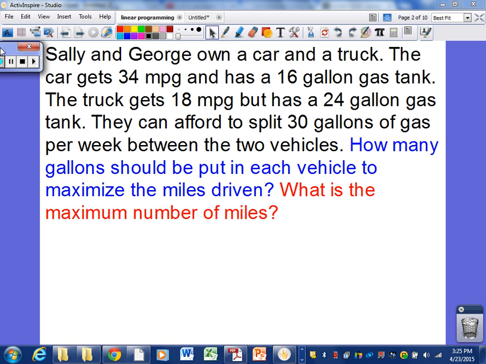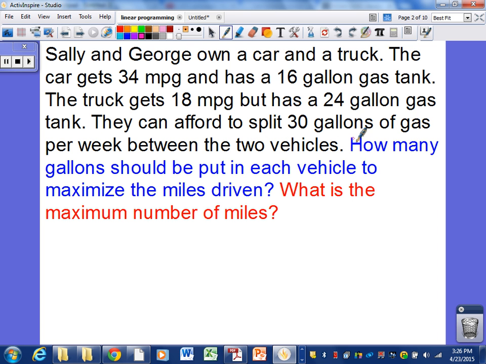Okay, Sally and George. Here we have a pretty basic problem. Sally and George, 2 people, have a car and a truck. The car gets 34 miles per gallon and has a 16-gallon gas tank. The truck gets 18 miles per gallon and has a 24-gallon gas tank. And they can afford to split 30 gallons of gas per week between the 2 vehicles. Okay, that's all the information that we're given.